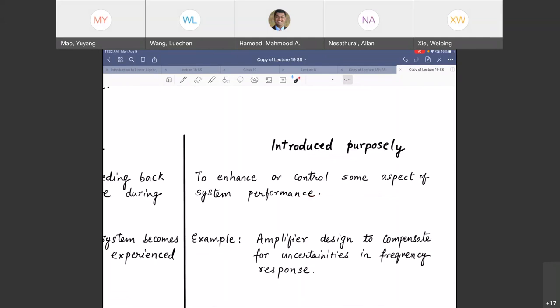Next, you could also use feedback to make the frequency response of an amplifier a flat response. Why would you want that? Anybody over here who has dealt with amplifier design? Some amplifier design?